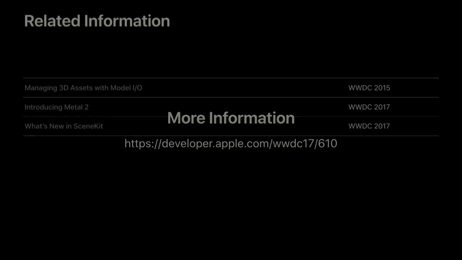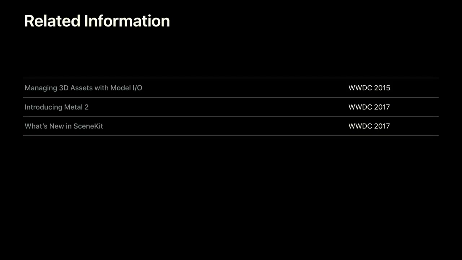So as Nicholas mentioned, this sample is available for download on this session's website. So please go grab the little car and find the other missing wheels. And there's a bunch of other sessions that are worth reviewing in order to learn more about these topics. There was Introducing Metal 2 and What's New in SceneKit. And I'd also refer you to the What's New in SceneKit session last year where we went into some details about the integration with USD. And from 2015, there was also the introductory session on Model.io, where we go into quite a lot of detail about the various data structures and operations on those structures.